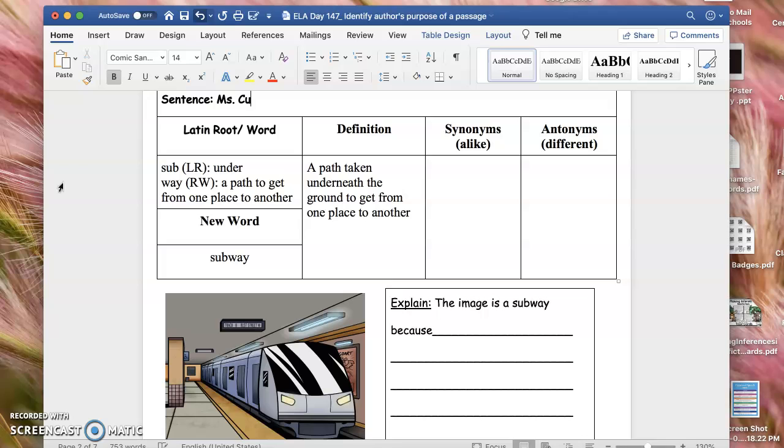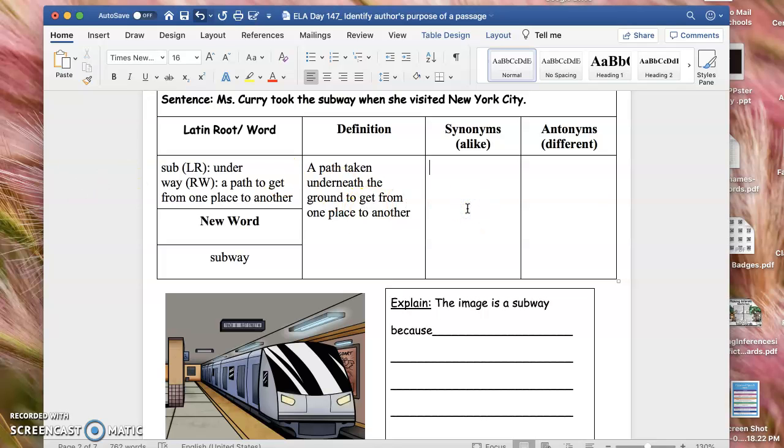Miss Curry took the subway when she visited New York City. Because we have trains, guys, and sometimes our trains do go underneath a subway, but in New York City, their trains are often all under. They're all subways, right? Okay, good.